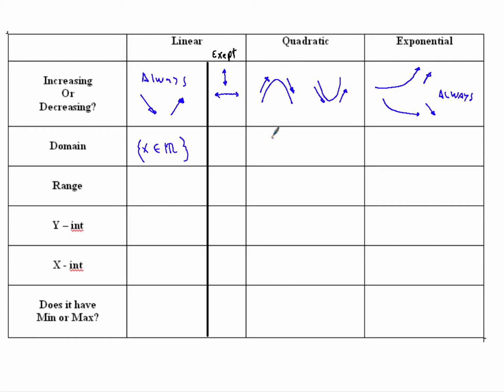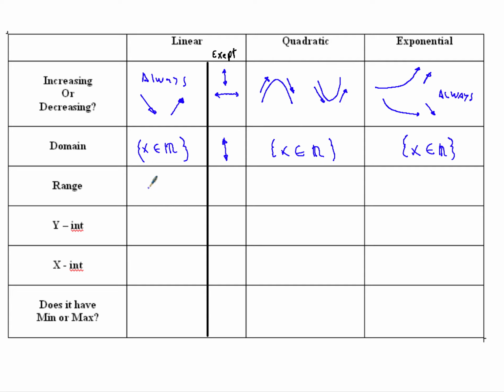Do quadratics go on from left to right forever and ever? Yes, they do. So X belongs to the real numbers. And do exponentials go from left to right? Yep, they do. So that's pretty easy. All the domains for all the functions go from left to right forever, except for, of course, a vertical line. A vertical line will have only one number for domain.